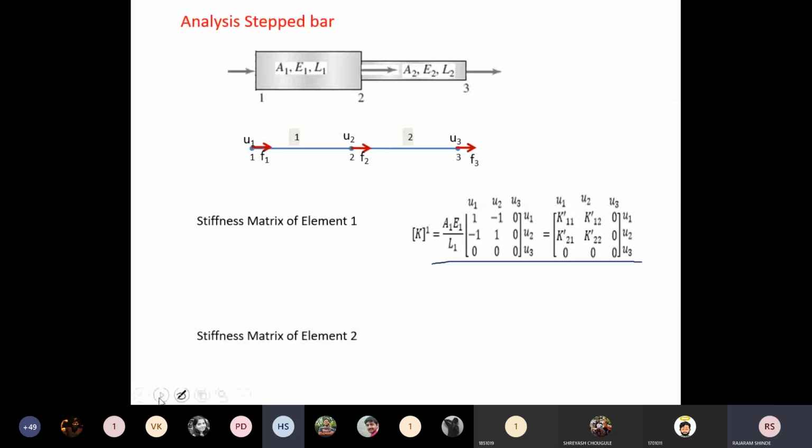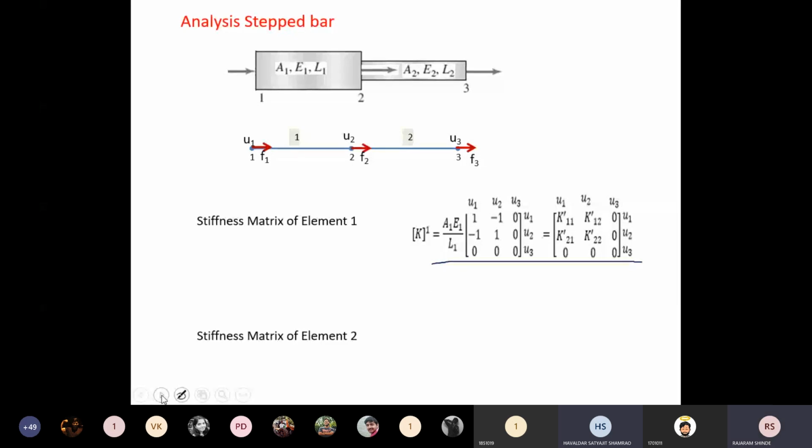सर Yes. सर ते K12 ला आणि K21 ला मायनस साइन नाही का दिला? I have just assumed these numbers. Just assumed it is K12 is equal to minus A1 E1 by L1. K21 is equal to minus A1 E1 by L1. Okay. Okay.